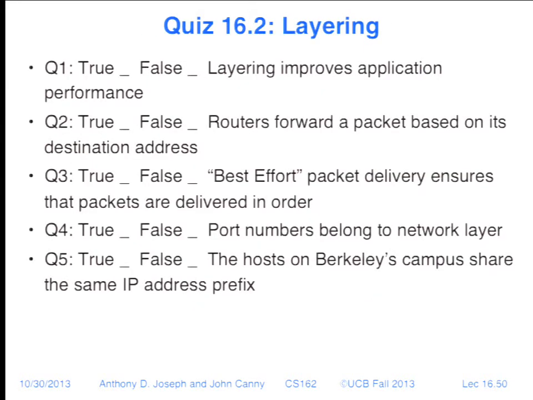Okay, so, all right, let's review some of this. So for layering, does layering improve application performance? Right, we saw that before. Okay, what about routers forward packets based on destination address? Yeah. Best effort packet delivery, IP or UDP guarantees packets are delivered in order. Right, in fact those packets don't even have sequence numbers, so it's not even really feasible. Okay, port numbers belong to the network layer. Right, there's a transport layer. And hosts on Berkeley campus share the same IP address prefix. True, all right.